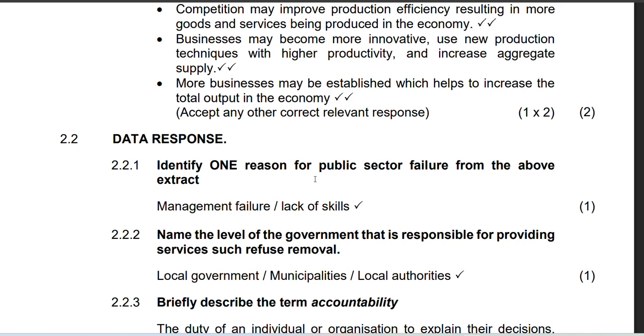2.2.1, identify one reason for public sector failure from the above extract. So the extract that we just read, it is management failure and lack of skills.